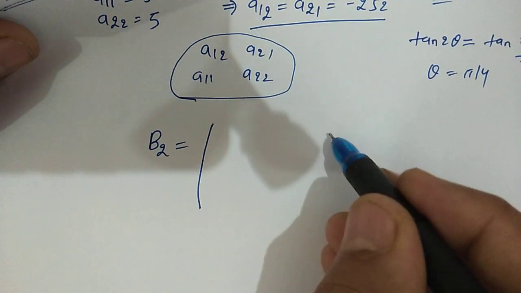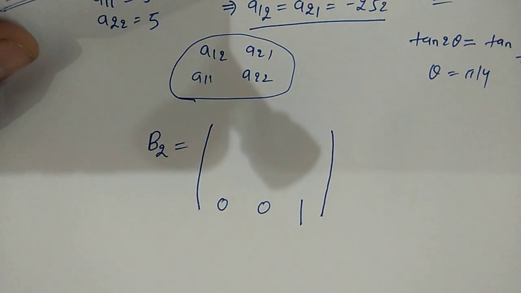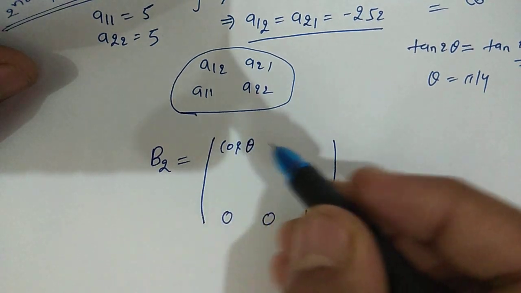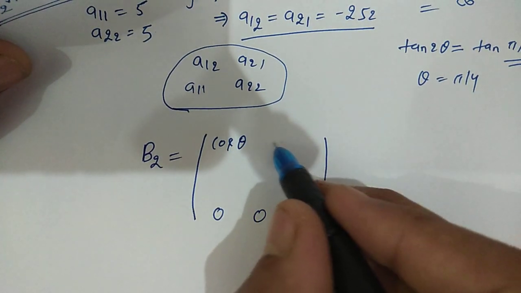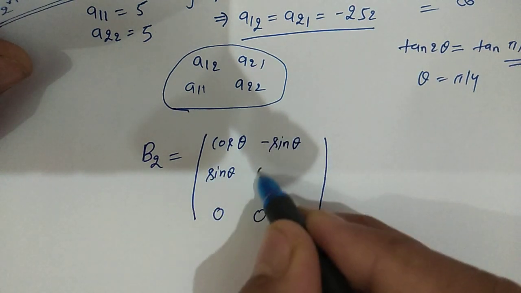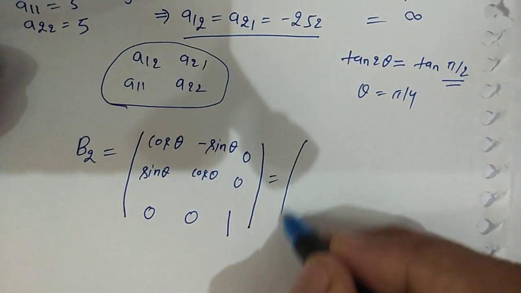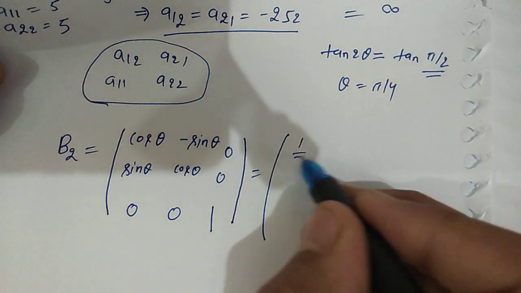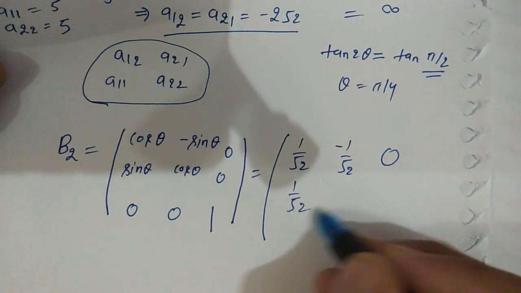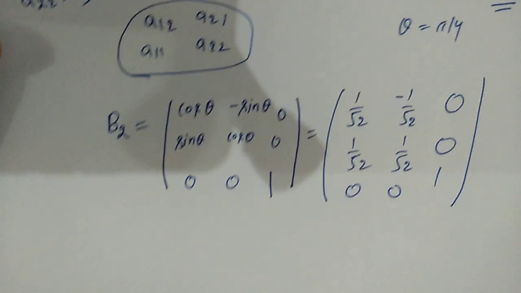So B2, if rotation along z axis, means we can have 0, 0, 1, and we can have here cos theta, minus sin theta and sin theta, cos theta, 0, 0. So you put theta equal to pi by 4. So we have 1 upon root 2, minus 1 upon root 2, 0, 1 upon root 2, 1 upon root 2, 0, 0, 0, 1. So this is your B2 matrix.